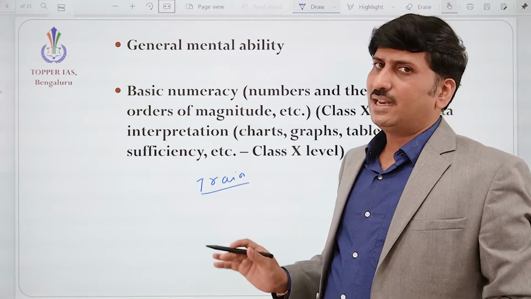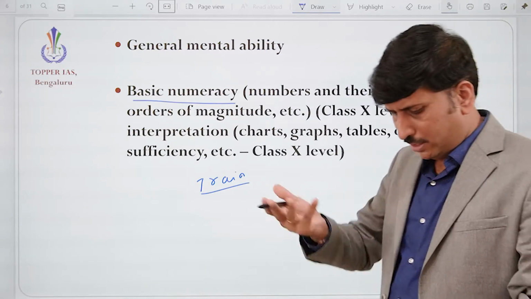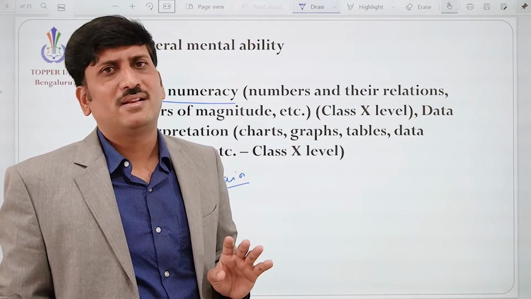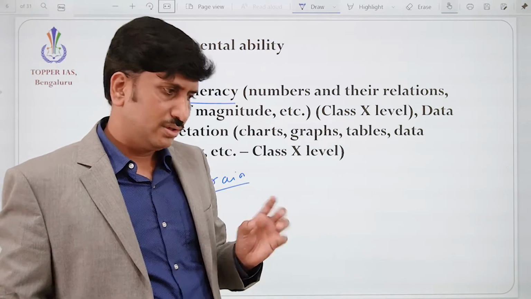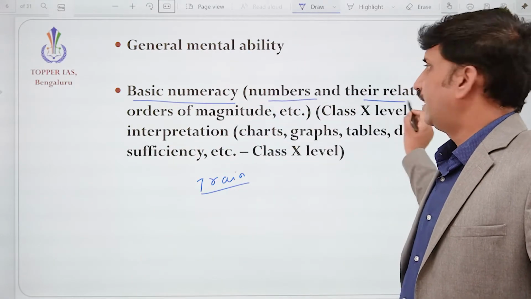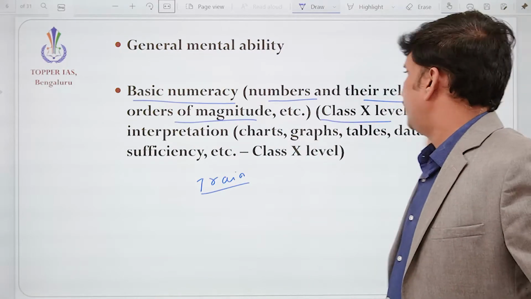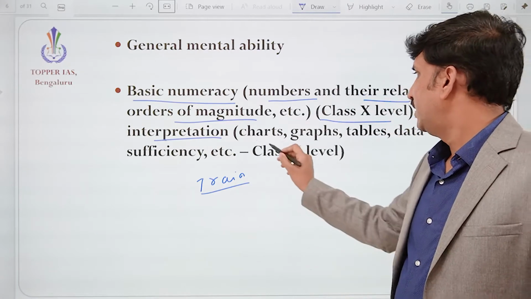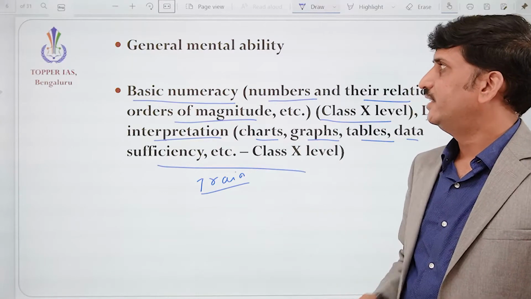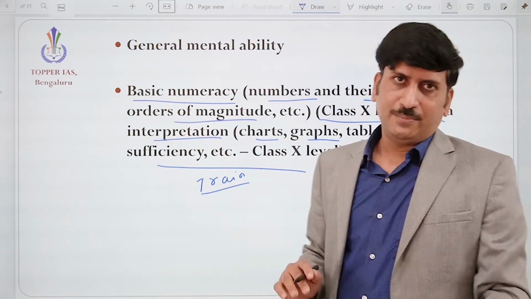In the general mental ability section, such questions will be asked. Similarly, basic numeracy: you should be able to play with numbers. After becoming an officer, you always see numbers, so statistics is very important. Like numbers and their relations, order of magnitude, that is of class 10th level they are saying, and data interpretation: charts, graphs, tables, data sufficiency. All these are tested in this exam.